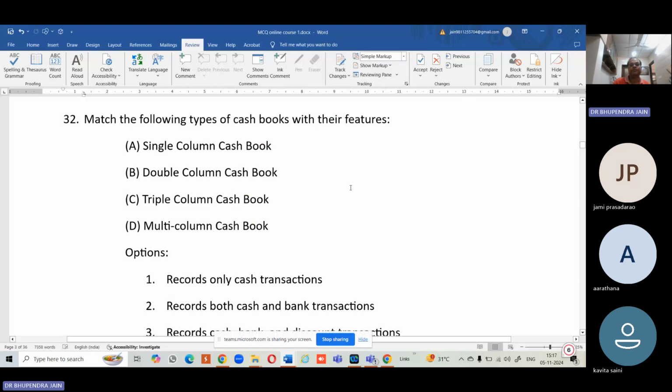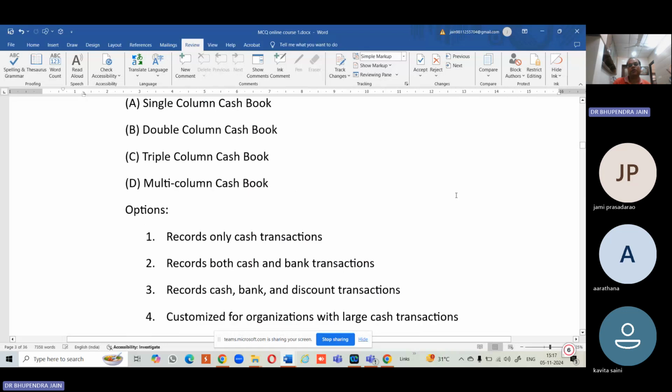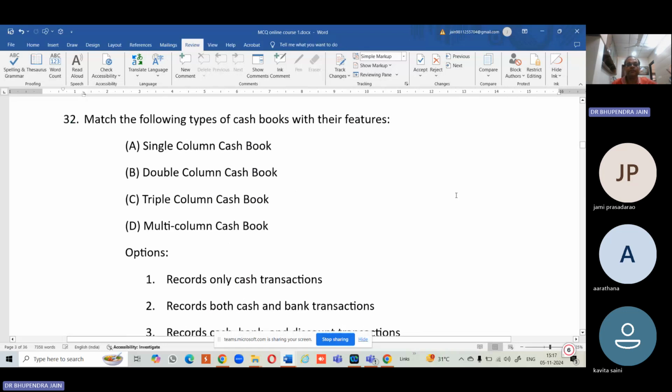Match the following types of cash book with their features. Some types of cash book are given and features are given, then we have to match the cash book along with the features. So single column cash book, double column cash book, triple column cash book, and multiple column cash book. Record only one transaction, so this is called the single column cash book. Record both cash and bank, so this is the double column cash book.